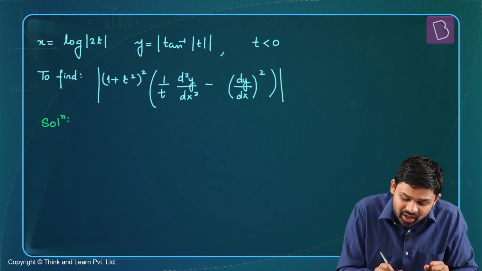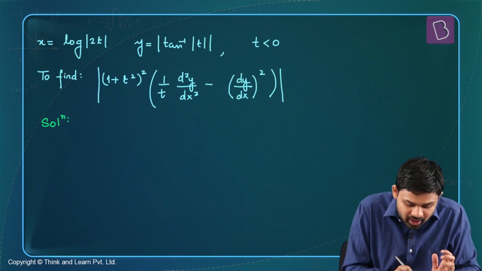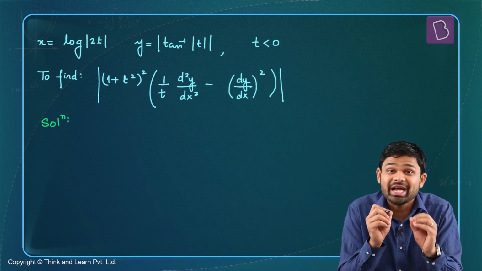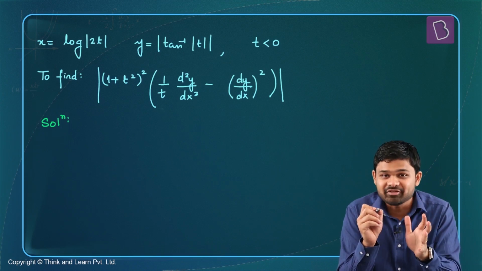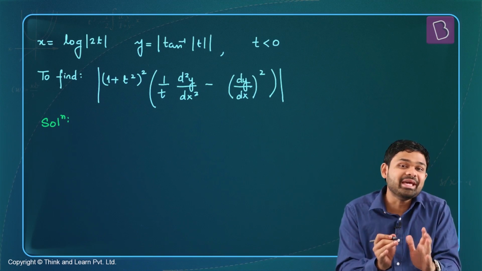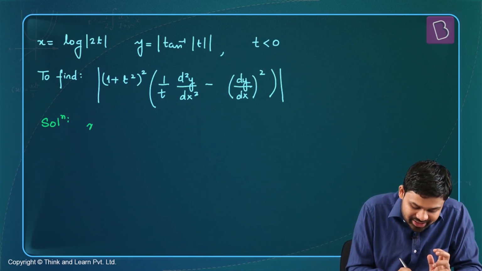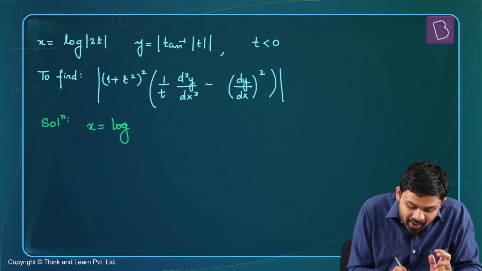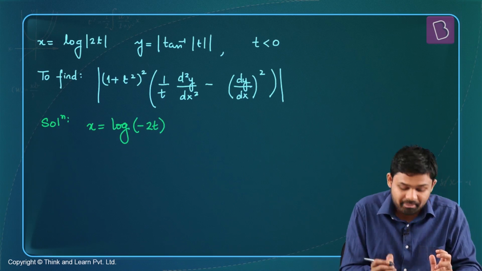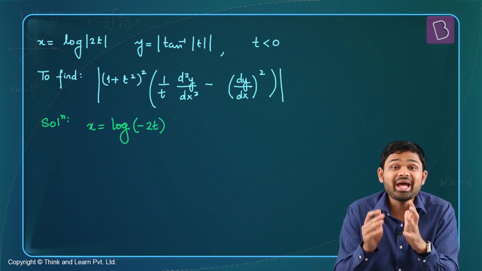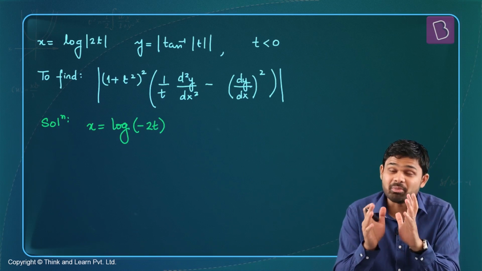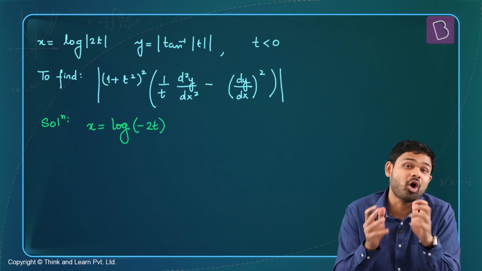So how do you take away the mod sign? You've been told that x is log of mod 2t, and what is t? t is a negative number, so mod of 2t will be minus 2t. So x is nothing but log of minus 2t. Now that was very simple. What about y? Now y has a double mod. y is mod of tan inverse of mod t.